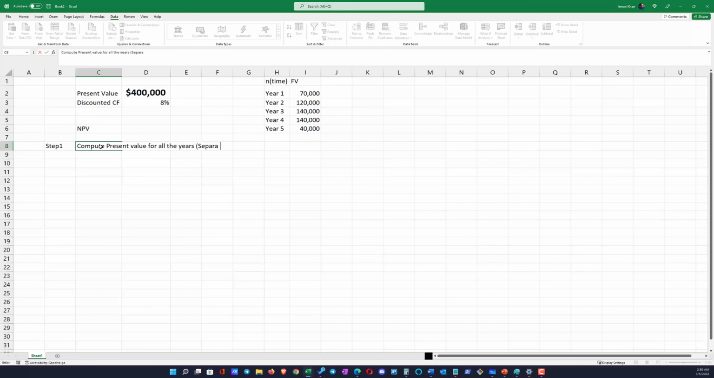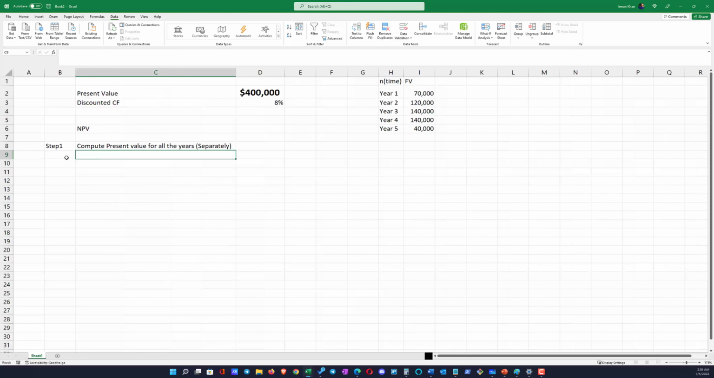I'll just write separately. And step 2, sum all the present values. Once you compute the present values, then you need to sum them up. Let's call that total present value.